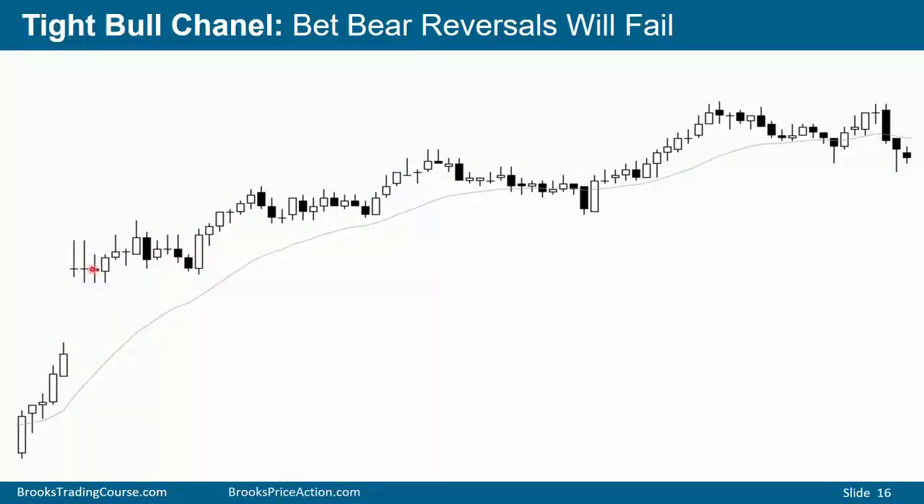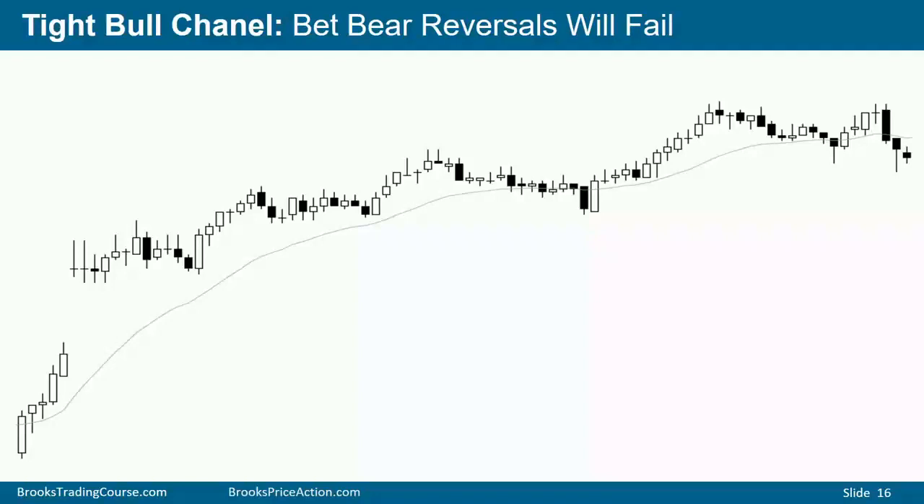None of this looks particularly strong. We have a lot of dojis, tight trading range, tight trading range, tight trading range. But higher highs, higher lows. We're still in a bull channel. You got to be really careful taking shorts. The pullbacks are not very big.